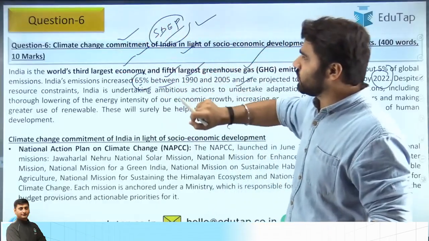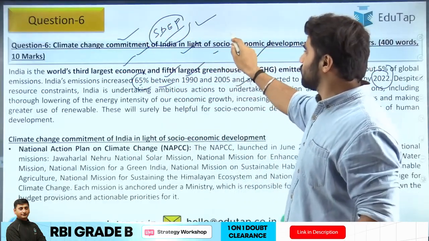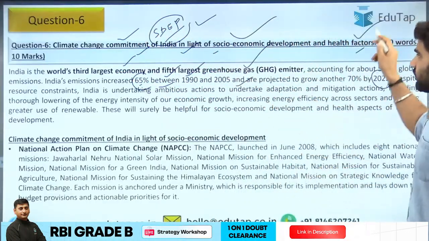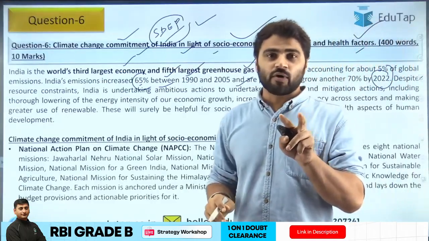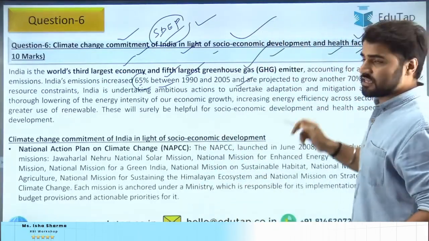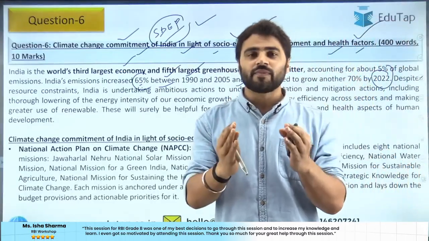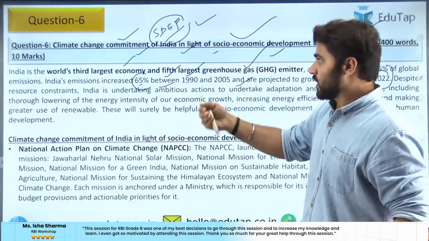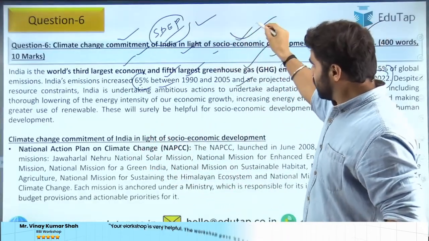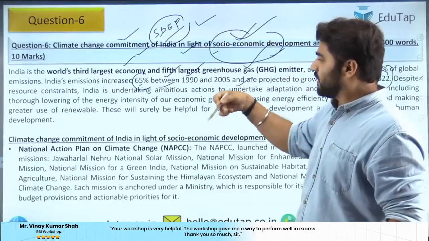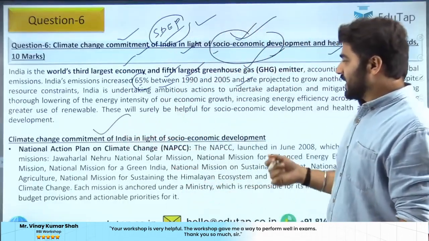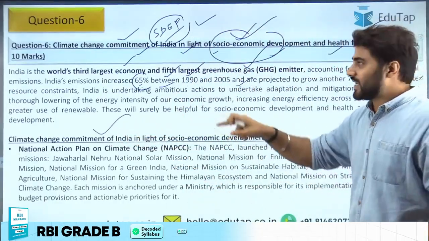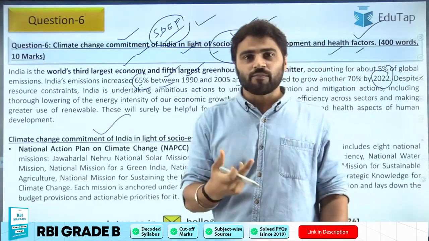Now guys, read the question carefully. Climate change commitment of India in the light of socio-economic development and health factors. Again, here two keywords are important, that is socio-economic development and health factors. So you need to keep that in your mind while answering this particular question. Now let's move to the first one, that is socio-economic development. So climate change commitment of India in light of socio-economic development. Now you are directly answering this particular first component of the question.